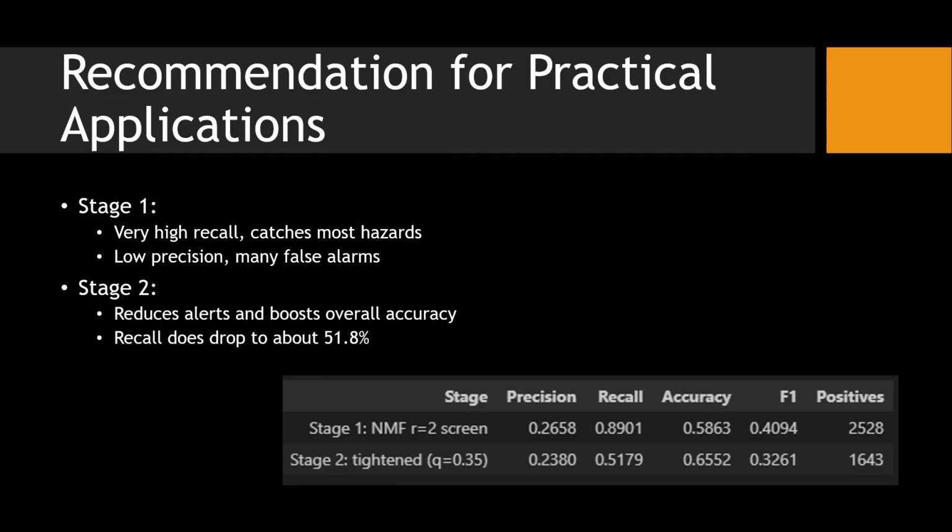So you can look at stage 1 here, and it had very high recall, showing it catches most of the hazards. Low precision, there are many false alarms, but it is catching most of the hazards. And then stage 2, we are reducing the alerts and boosting our overall accuracy. And the recall does drop to about 51.8%.